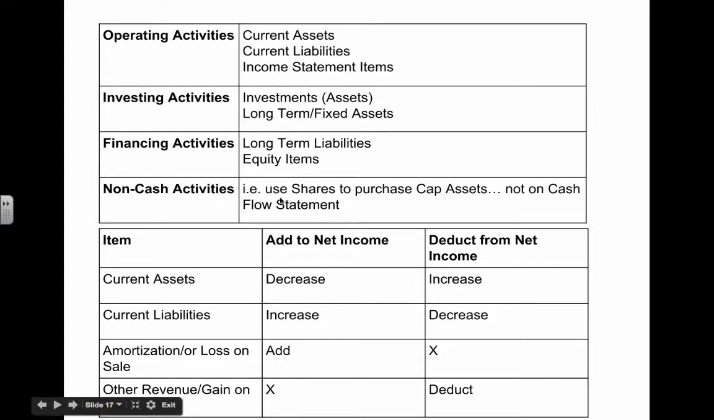And then, of course, there's non-cash activities, which we talked about in the first video, that we won't actually include in the body of the cash flow statement, but we're going to report in the notes to our financial statement. And an example would be to use shares to purchase a capital asset.